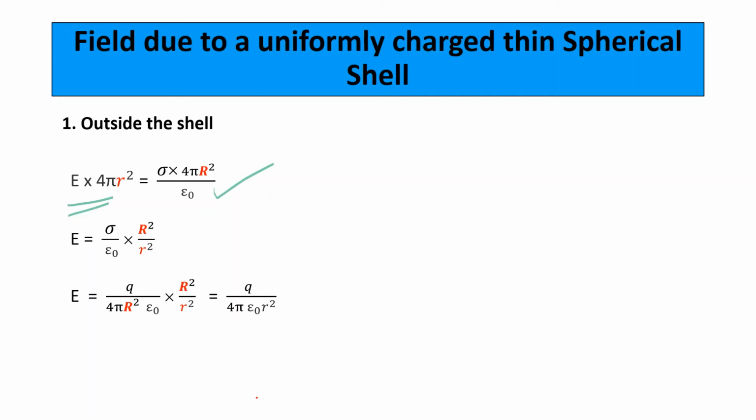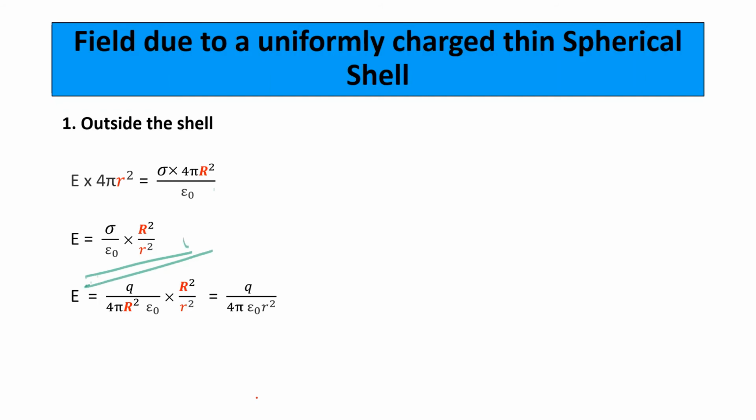You need to find out E from this expression. Cancel 4 pi and 4 pi. Therefore, E is equal to sigma by epsilon naught into R squared by, bring this r squared to the other side. Therefore, E becomes sigma by epsilon naught into R squared by r squared.